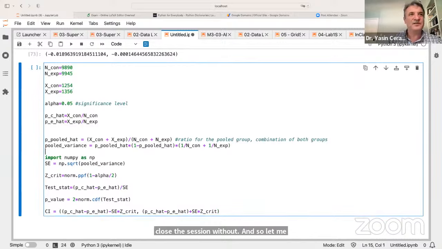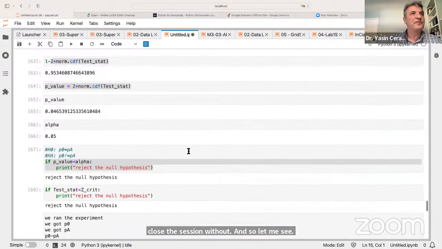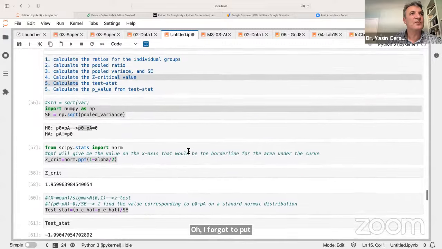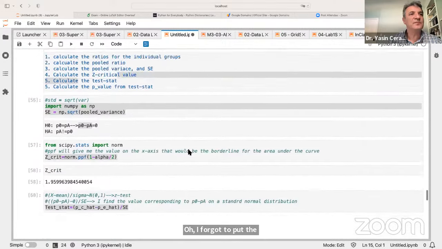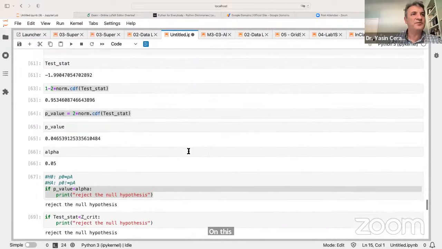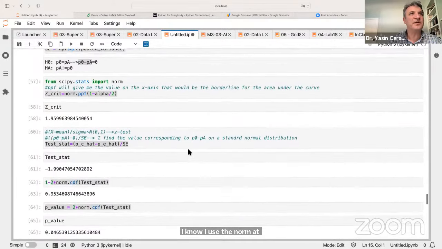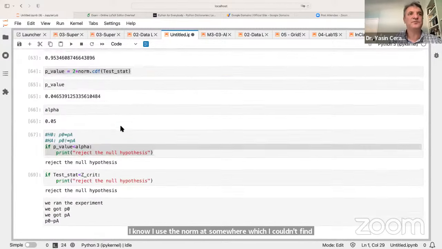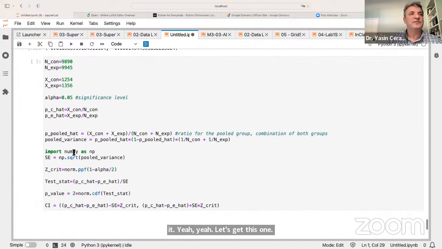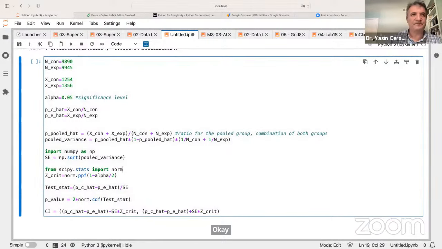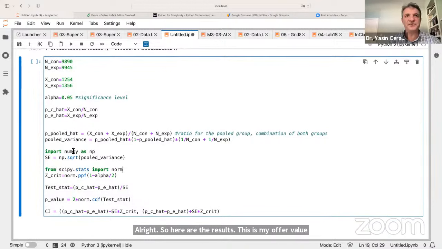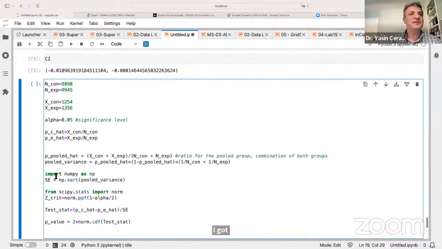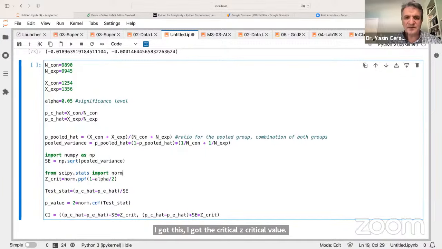Oh, I forgot to put the norm. I know I used the norm somewhere, which I couldn't find. Yeah, here. So let's get this one. All right, so here are the results. This is my alpha value. These are the ratios, pooled p hat, and variance. I got the SE, I got the Z critical value.